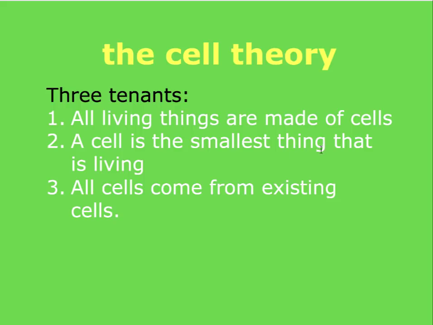A cell is the smallest thing that is living. And number three, all cells come from existing cells. The second tenet is the one that students tend to forget most.